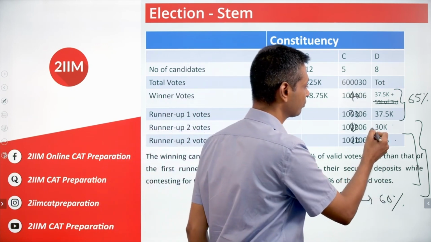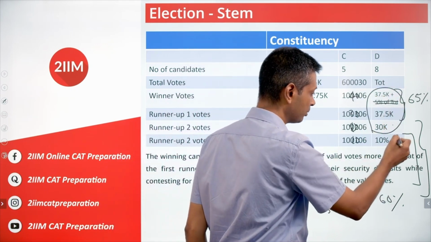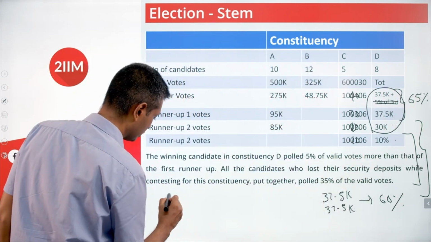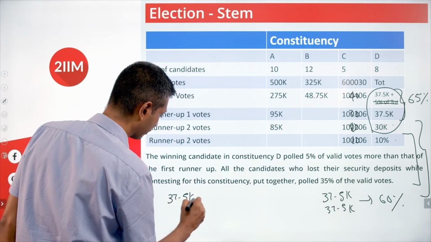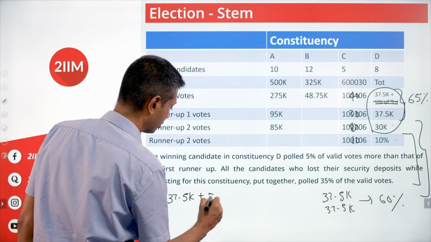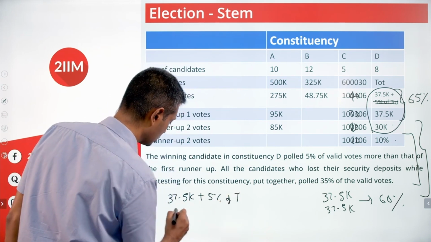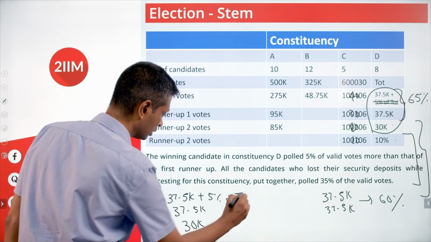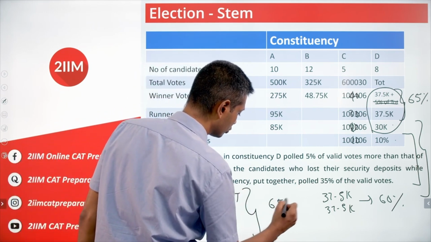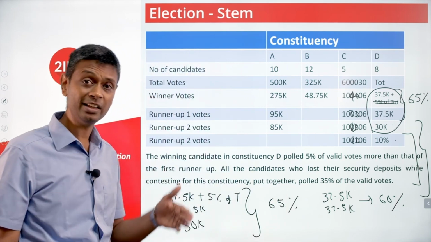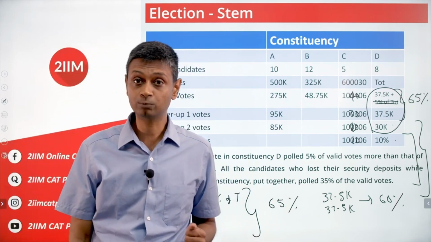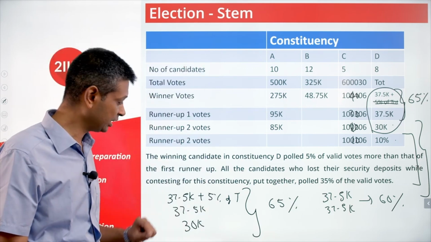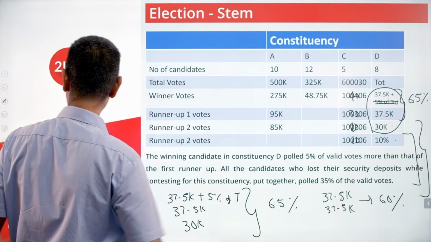Runner-up 2 retains it. All three retain it. From here downwards goes for a toss. Let's do the math for that. That means 37.5k plus 5% of total plus 37.5k plus 30k. These three add up to 65%. First three retain their deposit. Everyone else after that loses. 37.5 plus 37.5 is 75k. Plus 30 is 105k. This 5% goes that side.